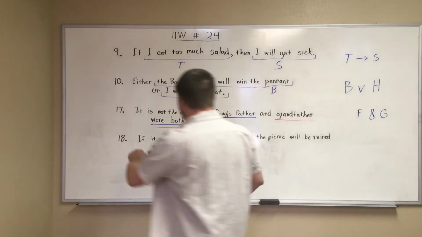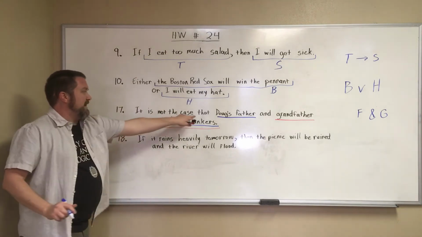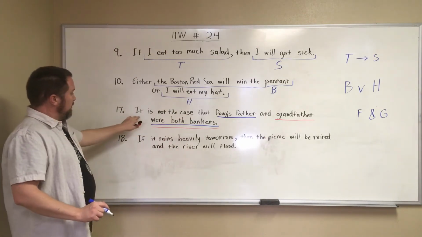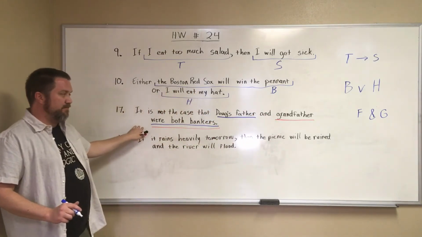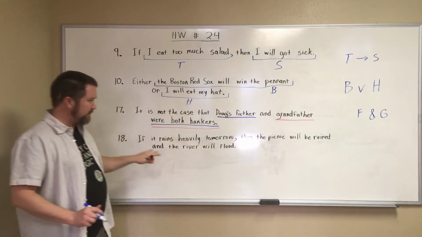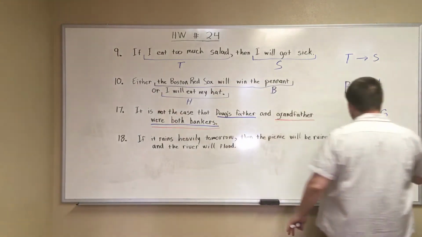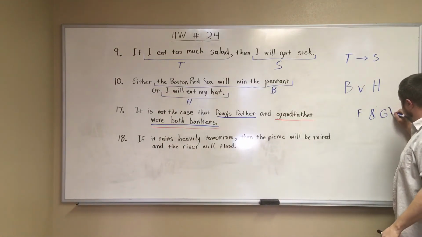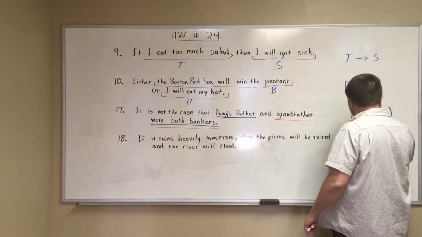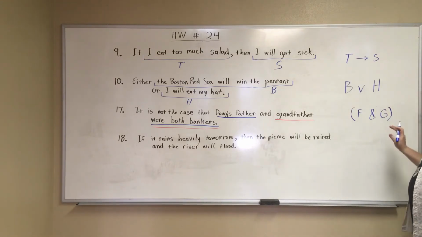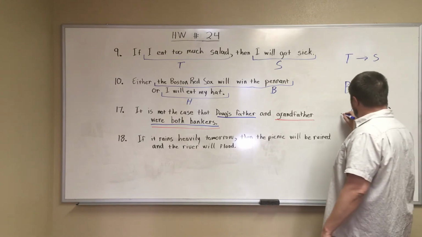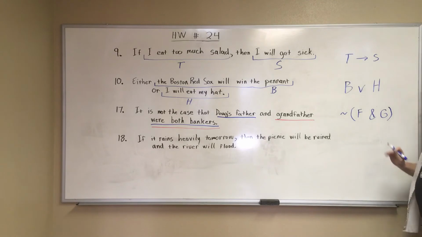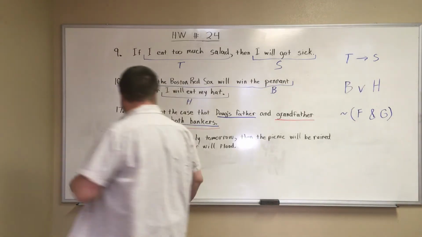And then we have to do this. It is not the case that. This is a negation, but it's negating both of the propositions together. So it's neither one individually. So we're going to have to use parentheses to separate out that these two go together as simple propositions connected by the conjunction, and then the negation, the tilde, goes out in front of the parenthetical. So let's go ahead and do the last one.